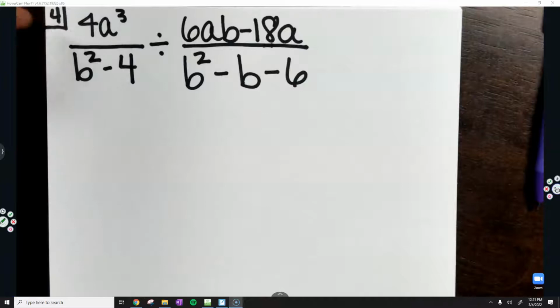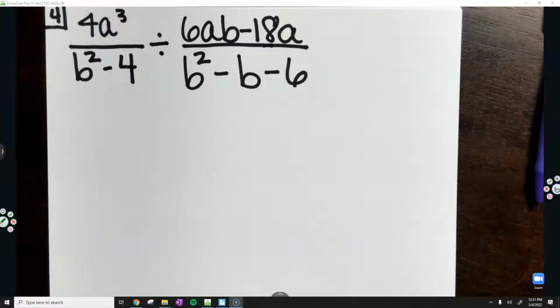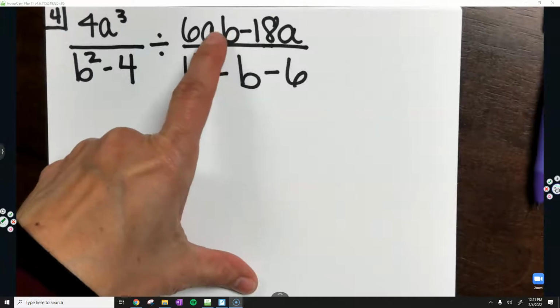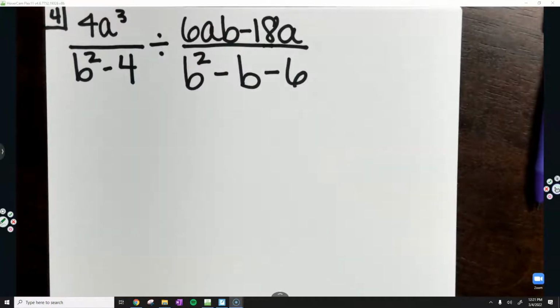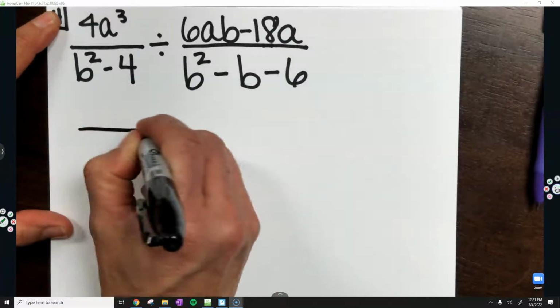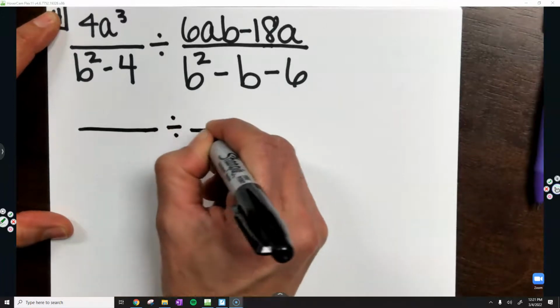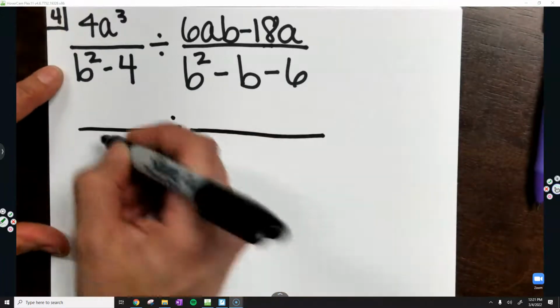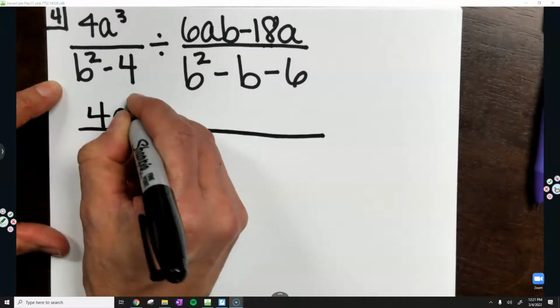We have this fraction, and we're doing division, so we're going to flip something upside down in a little while. 4a to the third over b squared minus 4. And then we don't have any exponents here, but I bet there's a GCF in that other numerator. Okay, let's go ahead and get started. So the first numerator, you cannot do anything to the first numerator. So I'm just going to recopy 4a to the third.